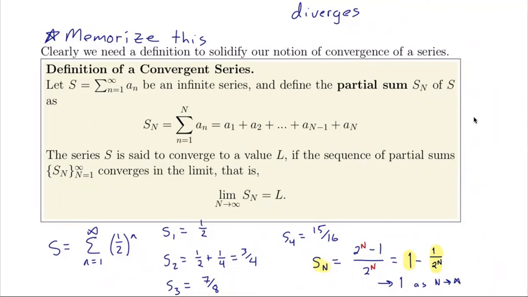Well, we'd see that this term 1 over 2 to the n is driven to 0 as n goes to infinity. So that leaves only the 1. And it looks like overall, this sequence of partial sums goes to 1 as n goes to infinity. So we just sort of established a nice definition for convergence of these partial sums.